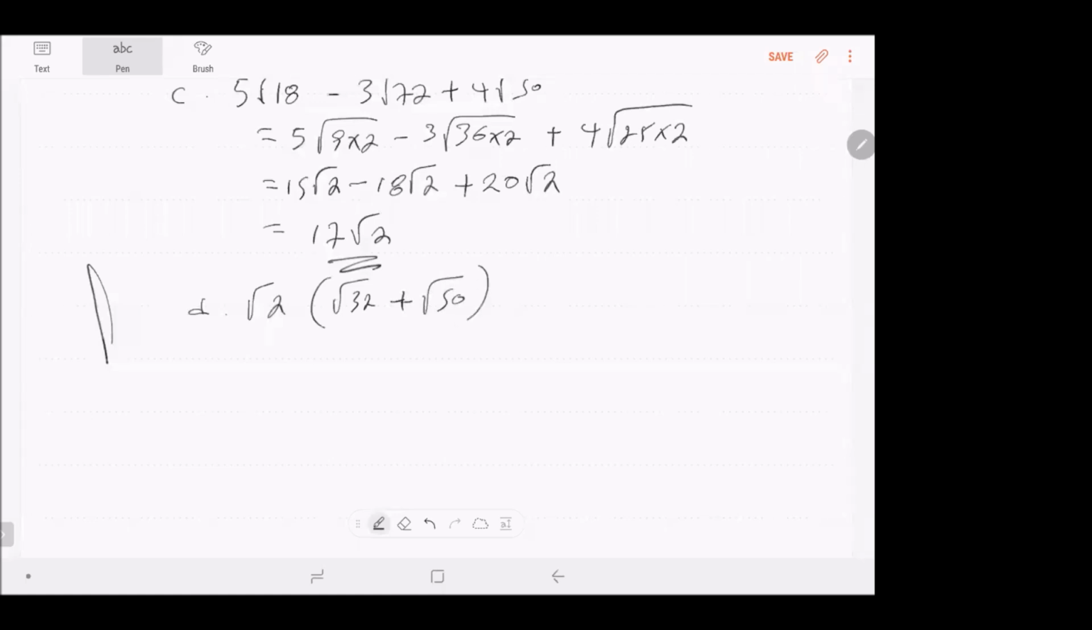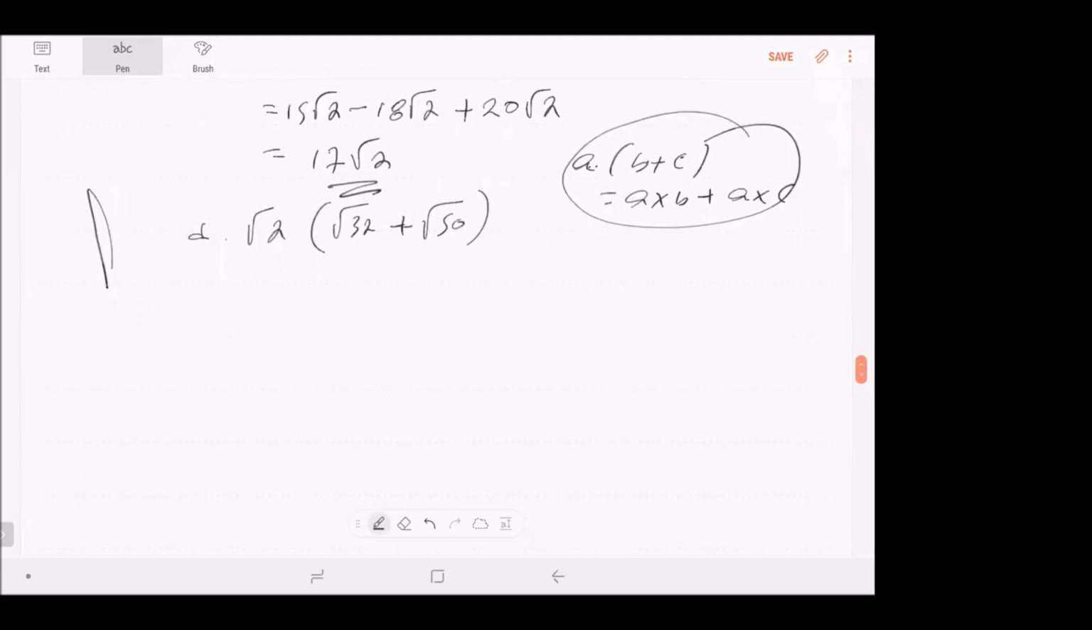For this case, we apply the distributive property. If you remember, for the expression A into B plus C, we distribute this as A times B plus A times C. So this is a distributive property. To calculate or to simplify this expression, we apply indirectly the distributive property. When you multiply radicals, remember the rule: multiply radical by radical. Radical by radical. So this is a rule when we multiply radicals.